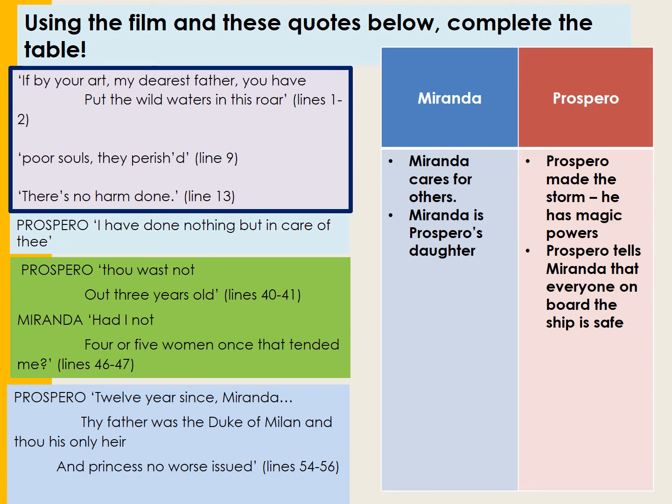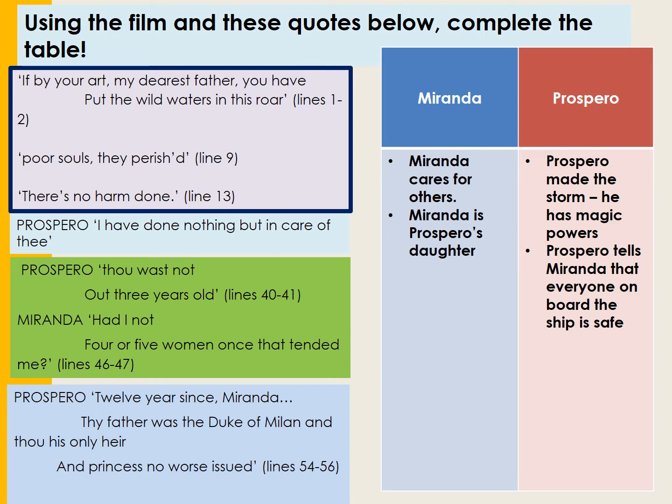Okay, so what I want you to do in summary is to think about the film clip you've just watched, and then write down everything you learn about these two characters. You can use the quotes on this slide to help you. So Prospero, for instance, says, "I have done nothing but in care of thee." So in care of you. What does that mean?